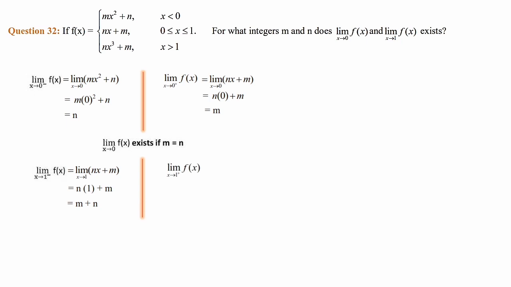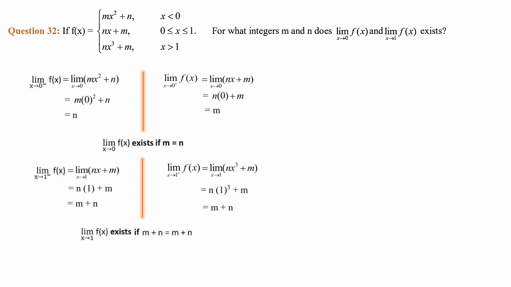Then limit x tends to 1 plus of f of x. 1 plus means just after 1 but not 1. So limit x tends to 1 plus of f of x is equal to the limit as x tends to just after 1. Just after 1 means x greater than 1 is the domain. Then the function will be nx cube plus m. So limit x tends to 1 of nx cube plus m. Then substitute the value: n into x cube means 1 cube, n into 1 cube plus m, that means n plus m. If you arrange it in order, m plus n.